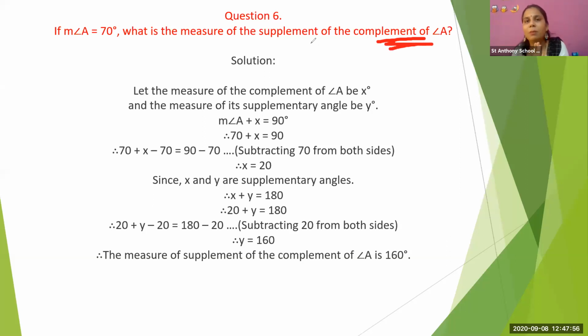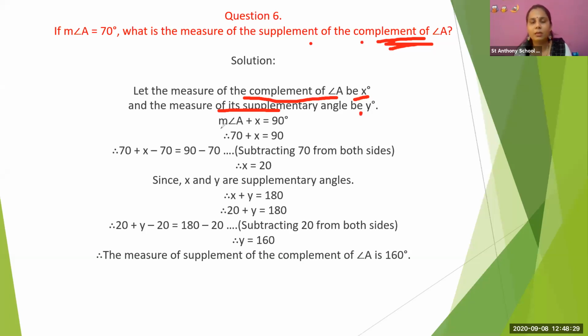Okay, the supplement of the complement of angle A. So first of all we have to find the complement of angle A. So let the measure of the complement of angle A be x, and the measure of its supplementary angle be y. The complement of angle A we will consider as x, and its supplementary angle we will consider as y. Okay.